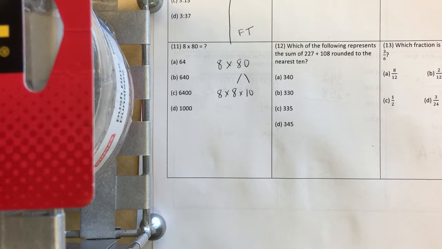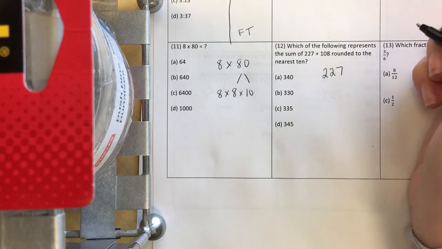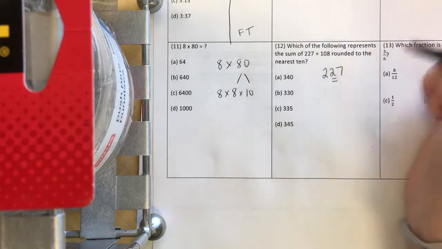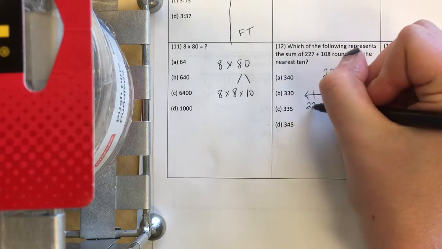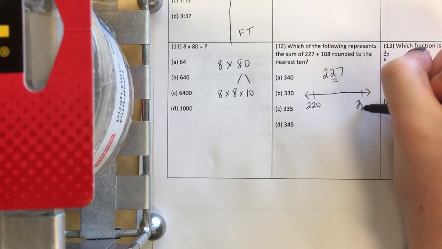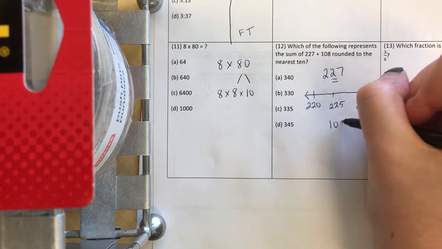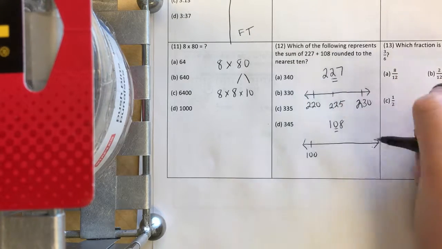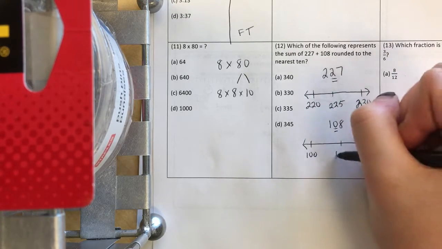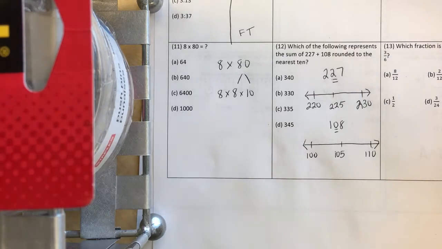Number 12, which of the following represents the sum of 227 and 108 rounded to the nearest 10? So we're going to round these numbers first. 230. And then we're going to add the values that we found. But again, we want to round first and then add in order to get the most accurate answer.